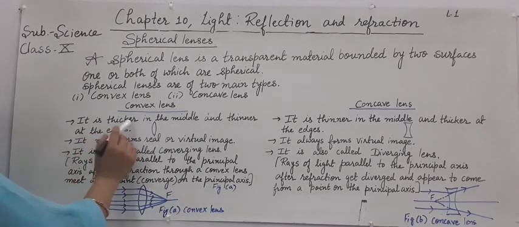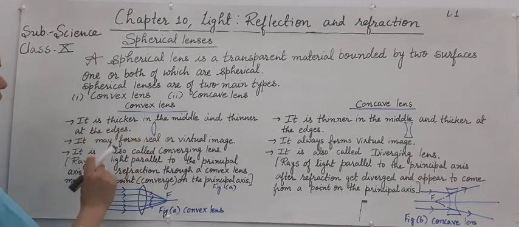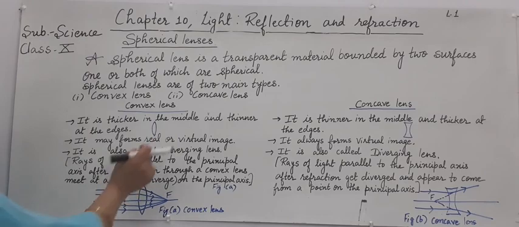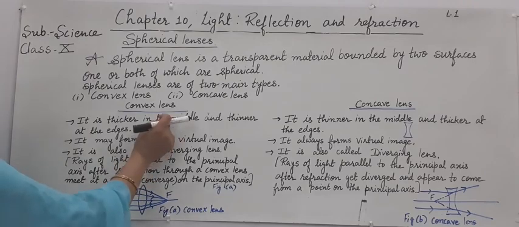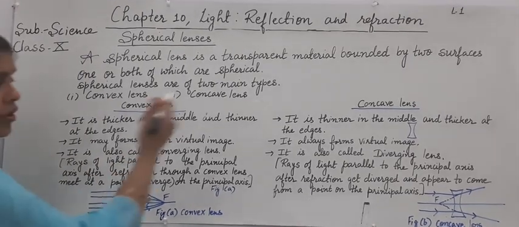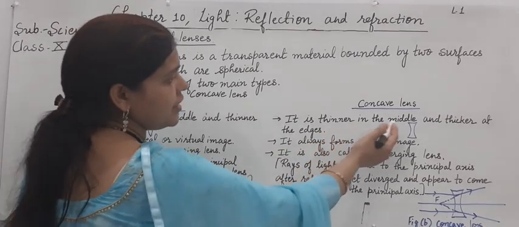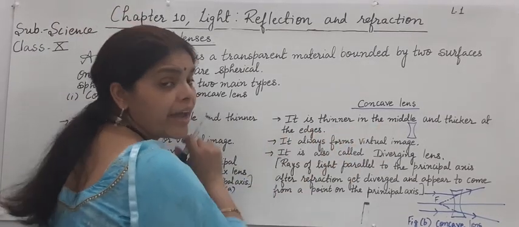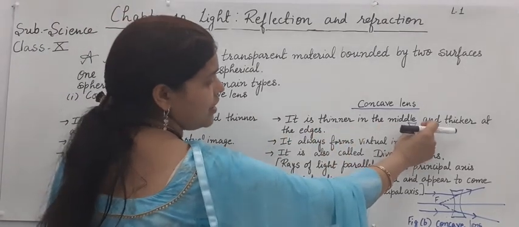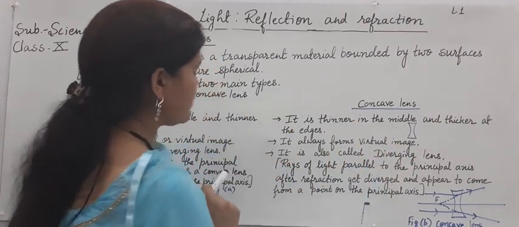Convex lens, it is thicker in the middle and thinner at the edges. And concave lens, it is thinner in the middle and thicker at the edges.